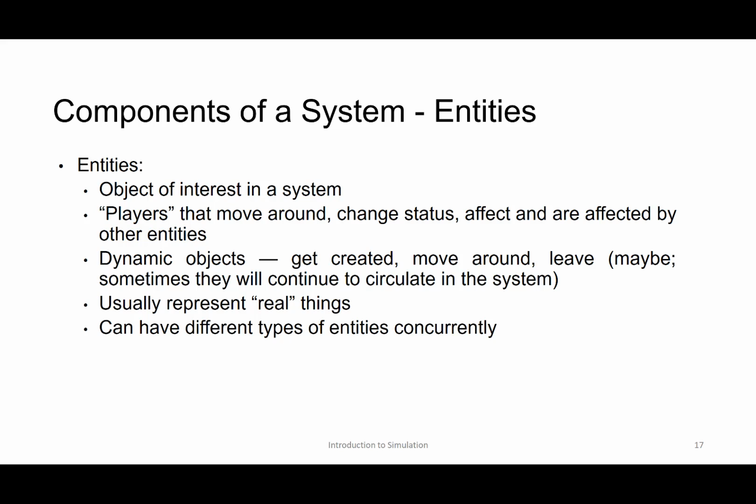The components of the system: we first would start with the entities. An entity is the object of interest within the system. In our example here, the entities are the parts. These are the players that move around, change status, affect, and are affected by other entities. So dynamic objects can get created, move around, and leave. And sometimes they may even continue to circle throughout the system. They typically represent real things and can have different types of entities concurrently.